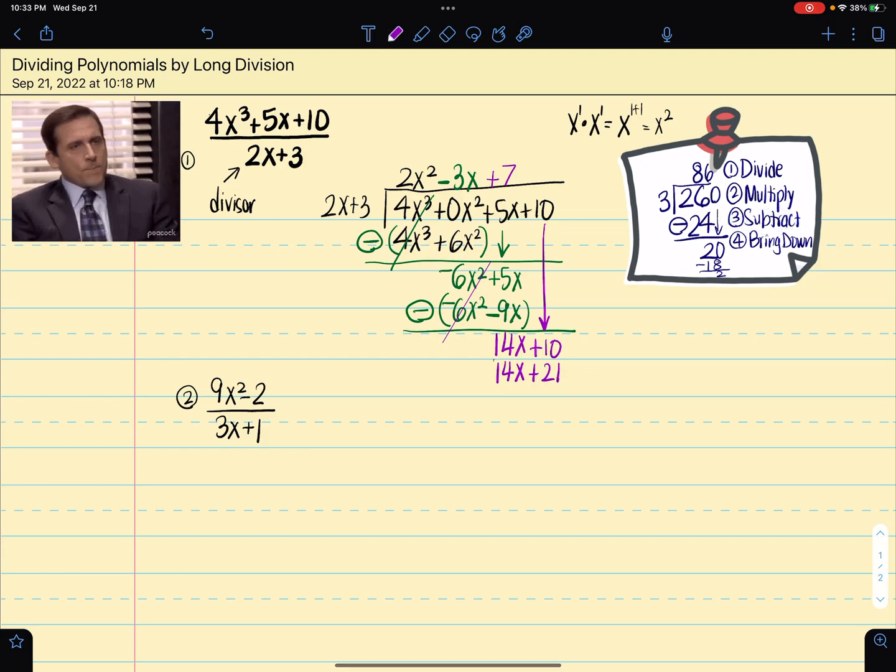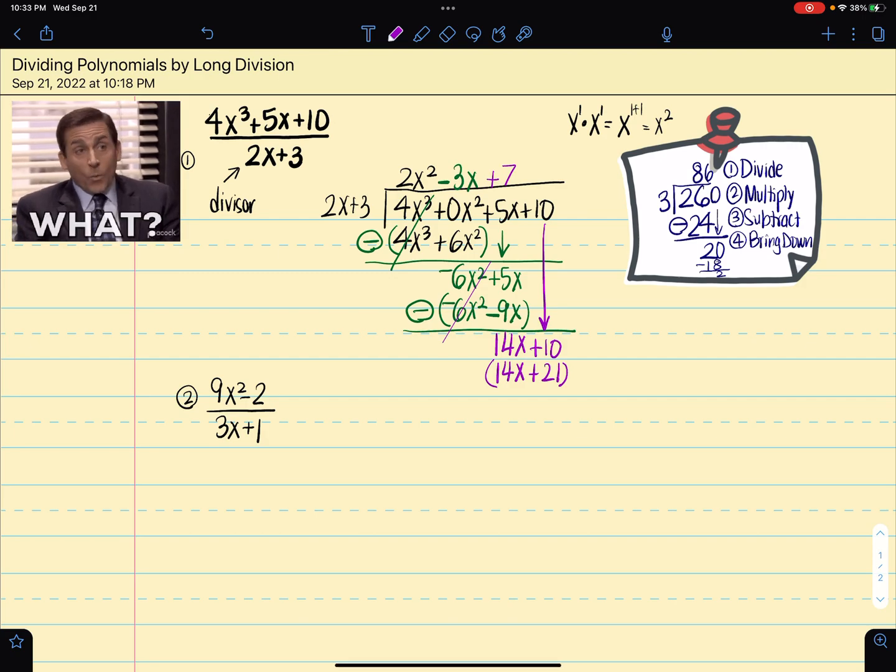So once again, you've got a lot of stuff, put it in a bag. And now let's subtract. And so we have 14x minus 14x. It cancels out. And then 10 minus 21 is negative 11. And so this is our remainder.